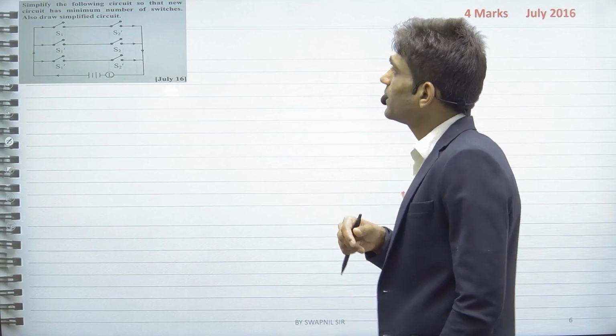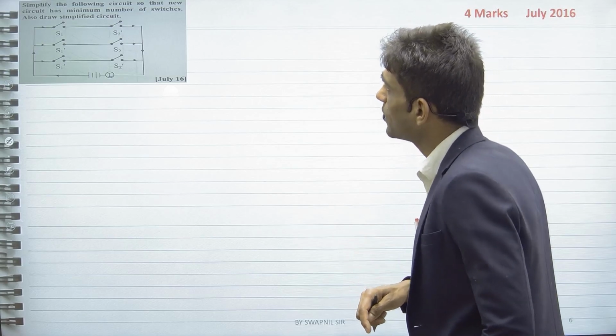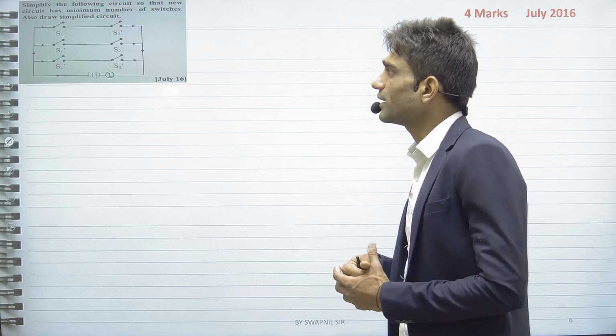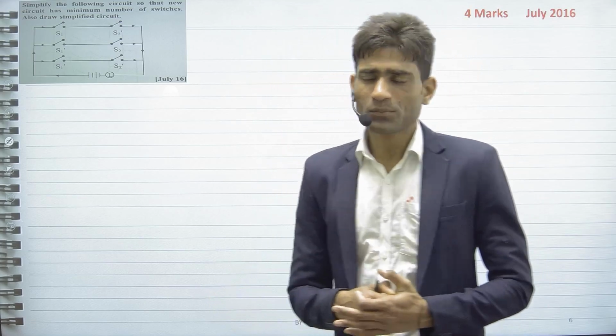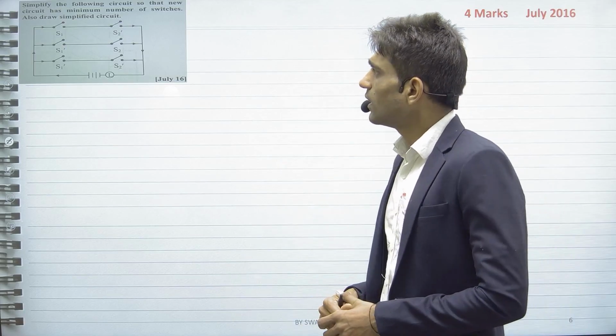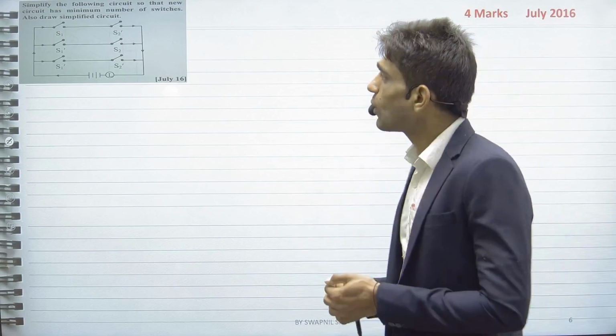Simplify the following circuit so that a new circuit has the minimum number of switches. Also draw the simplified circuit. First of all, we have been given a switching circuit. Using the switching circuit, we have to define it in logical form.